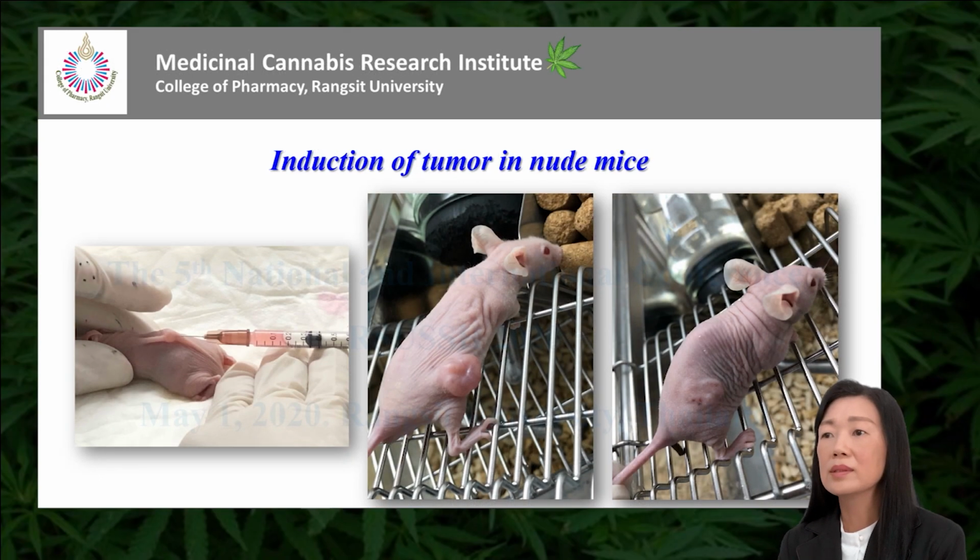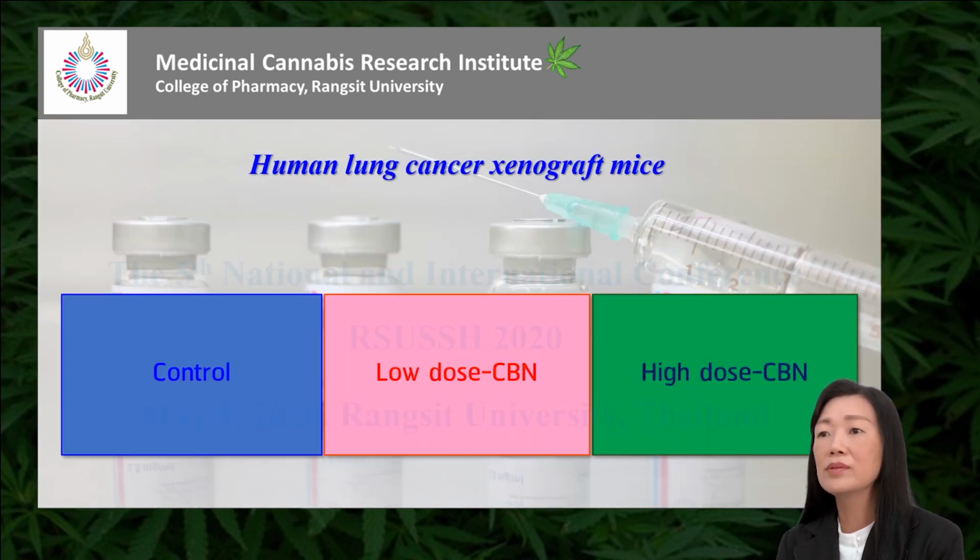Then human lung cancer cells were used to induce tumors in nude mice by subcutaneous injection in a single dose. After cell injection for 2 to 3 weeks, human lung cancer cells develop a tumor at the site of injection. After tumors reach an appropriate size, mice were divided into 3 groups: vehicle-treated or control group, low-dose CBN-treated group, and high-dose CBN-treated group. Mice were given subcutaneous injection of CBN or vehicle for 3 weeks.